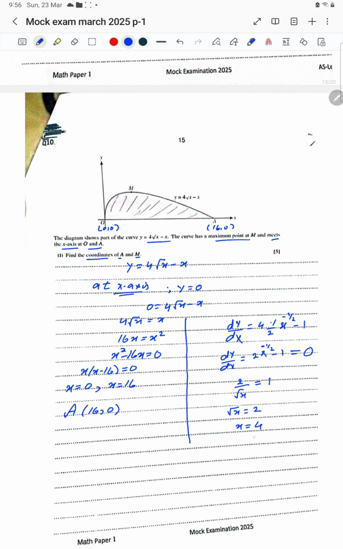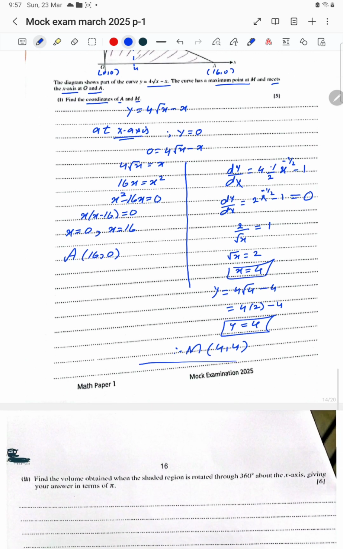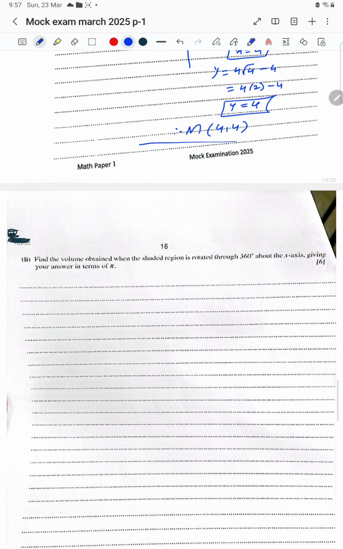So if x is 4, what will be y? Replace in the function. y = 4√4 − 4, 4 times 2 minus 4, 8 minus 4 is 4. So y is 4 as well. Therefore, the maximum point is (4, 4). So in the figure, if y is 4, x will be 4. This is the solution of this question, 5 marks. The paper seemed to be very easy.